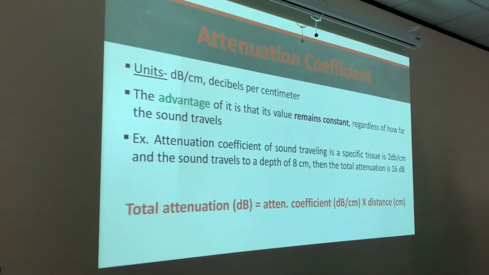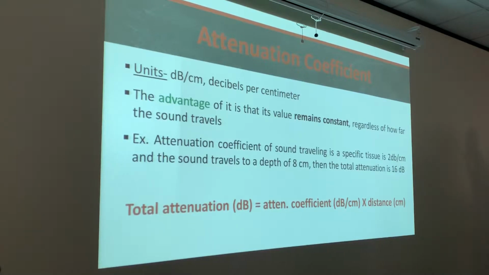So the advantage of the attenuation coefficient is that that value remains constant. No matter at which depth, the value at which sound loses energy is going to remain constant every centimeter. It's not like it's going to lose 2 decibels at 1 centimeter, then when it gets to 4 centimeters, it's going to lose 5 decibels. It's going to maintain the same decibel loss per centimeter, regardless of how far it travels.